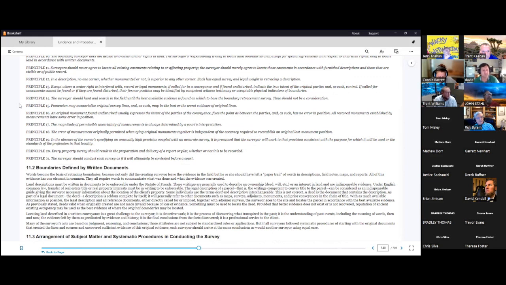In Principle 19, in the absence of the owners specifying an unusually high precision coupled with an accurate survey, it is presumed that the surveyor will work to that precision consistent with the purpose for which it will be used or the standard of the profession in that locality. Principle 20, every property survey should result in the preparation and delivery of a report or plat, whether or not it is to be recorded. And finally, Principle 21, the surveyor should conduct each survey as if it will ultimately be contested before a court.